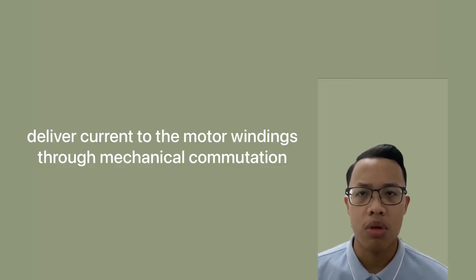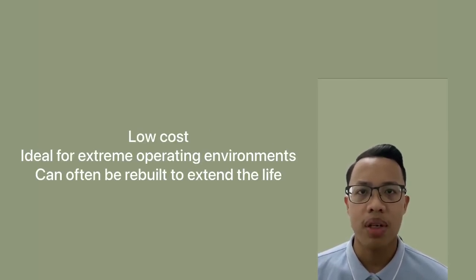Next material is brushed DC motors. Brushed DC motors are one of the simplest types of DC motors. They use brushes to deliver current to the motor windings through mechanical commutation. The characteristics are low cost, ideal for extreme operating environments, and can often be rebuilt to extend the life.